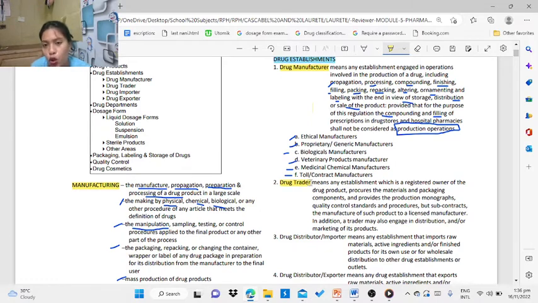Who are these? So if the drug manufacturers are the ones who process and pack, who are the drug traders? A trader is an established registered owner of the drug product, raw materials and packaging components, provides production monograph, quality control standards and procedures, but subcontracts manufacture of such product to a licensed manufacturer. In addition, a trader will also include the marketing of its product.